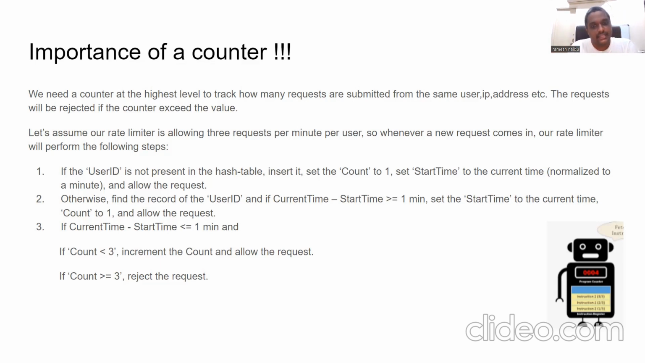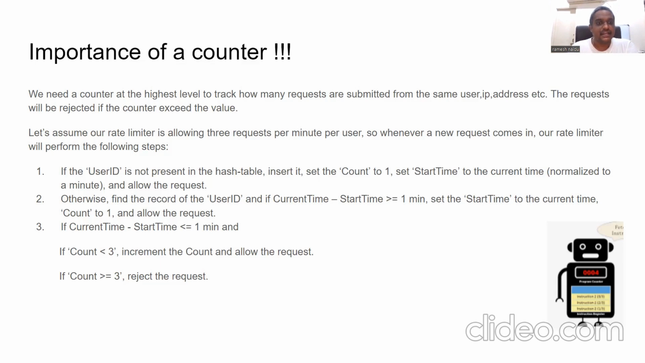Assume that it already has the user ID. It finds the user ID already existing. Then it tries to find the difference between the current time and the start time. The start time is the time which is already registered in the hash table. It just takes the difference. If it is greater than or equal to 1 minute, then the window has passed, so it sets the start time to the current time, updates the count to 1 and allows the request. That is what it does.